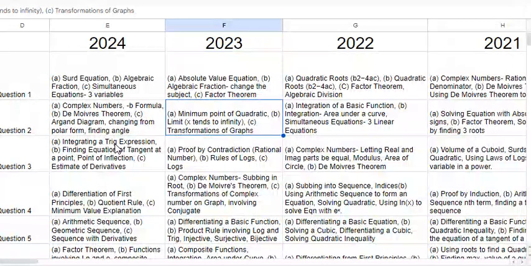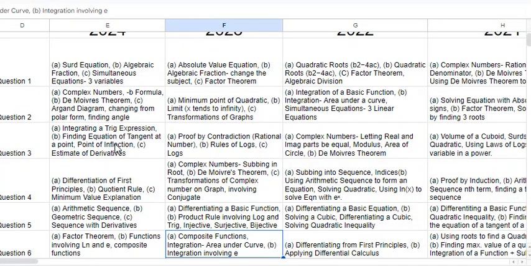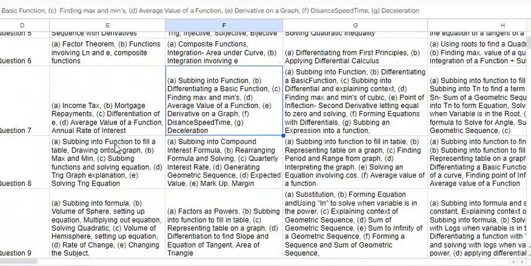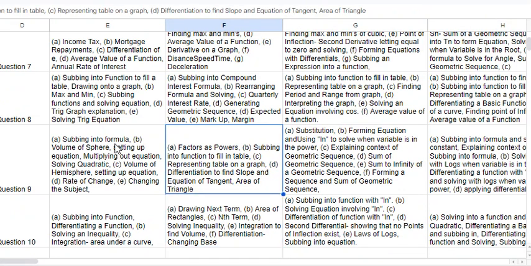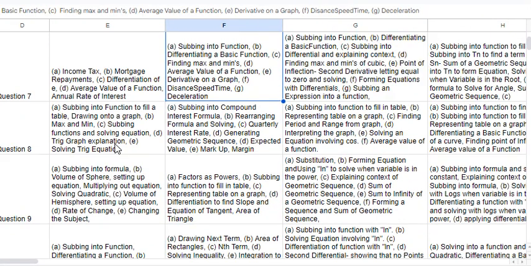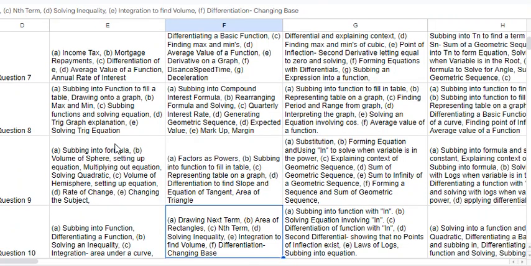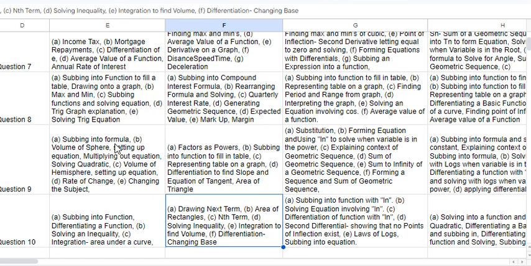In 2023 then, it'll always come up in kind of question 4, 5 or 6, generally around there. There it comes up in question 5 for 2023, and then towards the end of the paper, so 7, 8, 9 and 10, it's going to be coming up again. Comes up in question 7 there, just differentiating a basic function, and then finding max and min. Change in base actually comes up again.